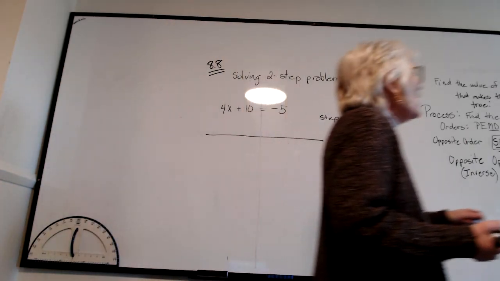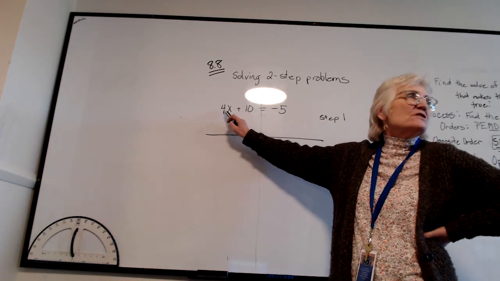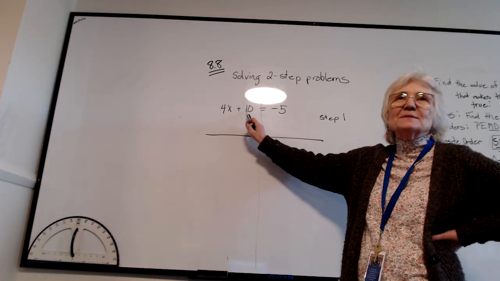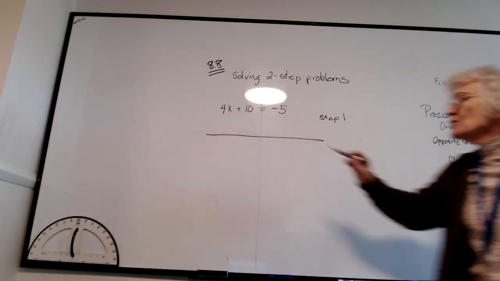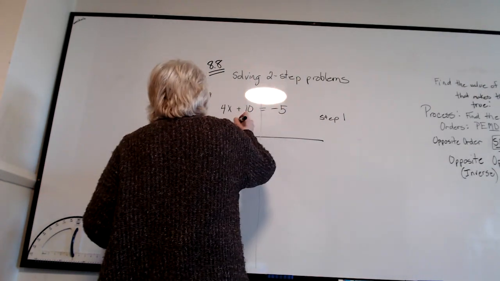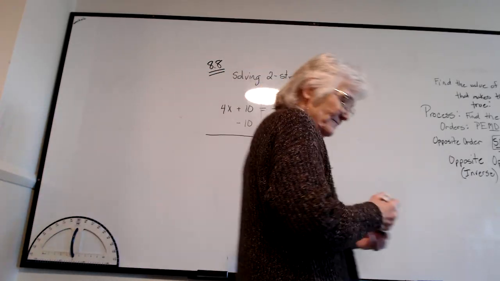Our first step here: we have 4 times x, and we have an addition of 10. The first thing we want to do is the addition or subtraction. We're going to get rid of 10 first. We want to get rid of anything that's added or subtracted to x first, unless it's in parentheses. So to get rid of this, I would subtract 10, and I have to also subtract 10 here.